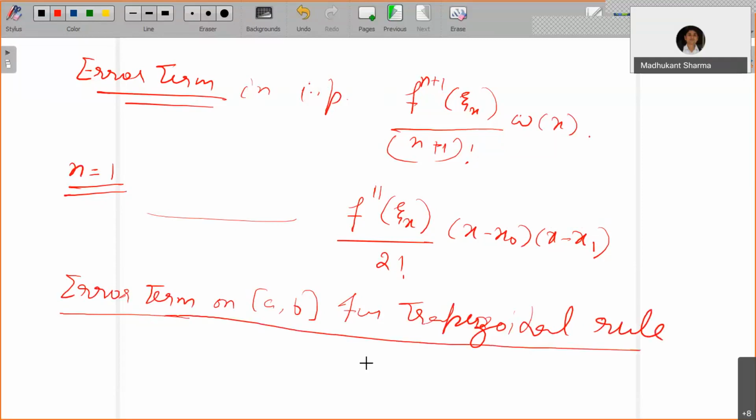What it will be is the integration from a to b of f double dash at z by 2 factorial times (x minus a) into (x minus b). That is going to be the error term. How will we work with it? Okay. So now we are going to use the mean value theorem for integrals. You must have come across the mean value theorem in integral calculus, and it has applications.